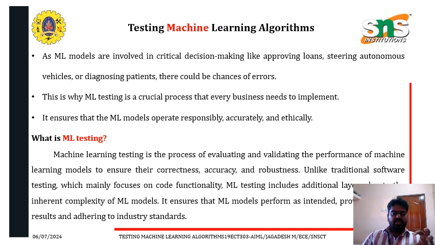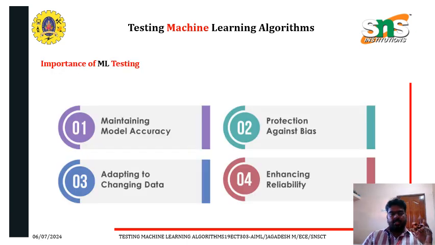So what does ML testing mean? ML testing ensures the correctness, accuracy, and robustness of the ML model. This is called ML testing. And the importance of ML testing is maintaining model accuracy, it has to give accurate values, then protection against bias, and adapting to changing data. If the data changes, whatever the training or test data, the model must give appropriate predictions, right? That is one thing, and enhancing reliability. So these are the importance of ML testing.